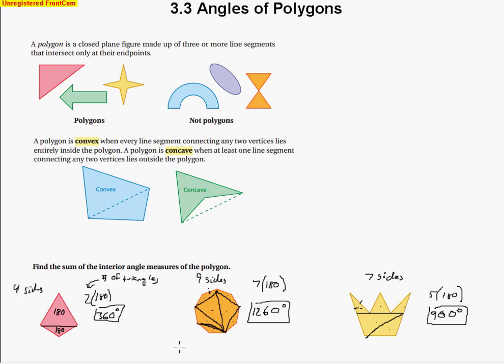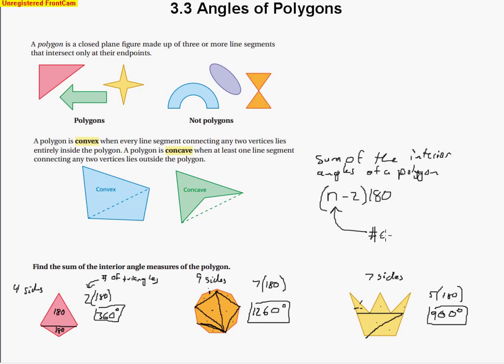So if that's the case, we can come up with a formula. The formula goes this way. For the sum of the interior angles of a polygon, and notice it works whether I have a concave polygon like this or a convex polygon, the sum of the angles of a polygon is n minus 2 times 180, where n represents the number of sides of the polygon.